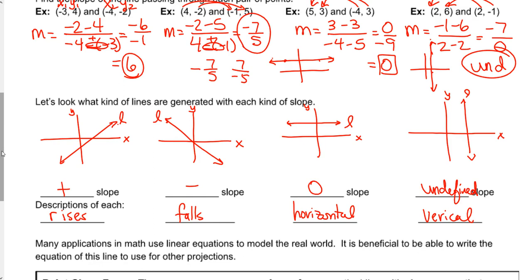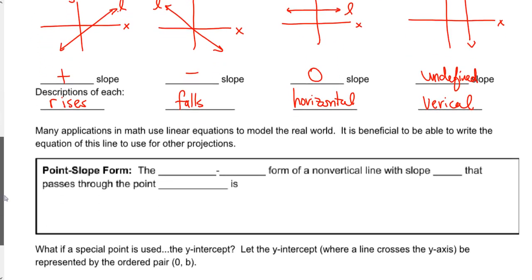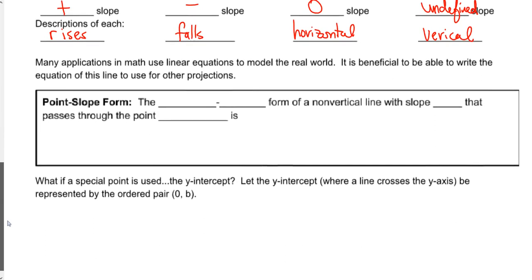Now, moving on into the bulk of what this section is going to give us: how to write the equation of a line. We found how to find the slope of a line. Now we're going to apply that and figure out how to write an equation of a line, which is used quite frequently when we talk about real-world problems and in higher math. So it is beneficial to be able to write the equation of this line to use for other projections, okay? So if we're projecting profit on a company or something like that and it's linear, then you can do some extrapolating and get future values if you want.